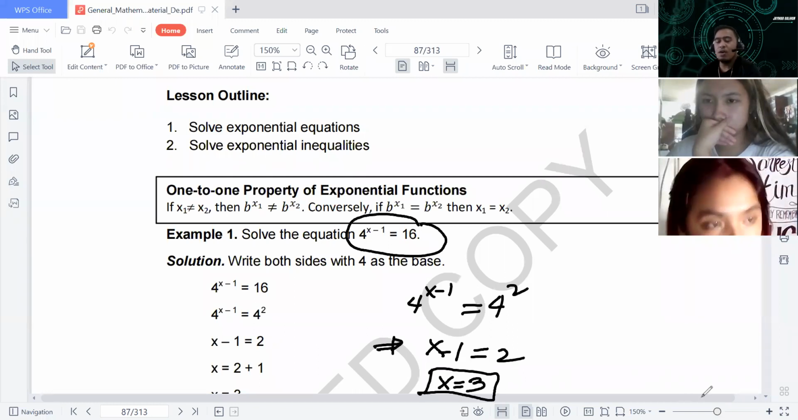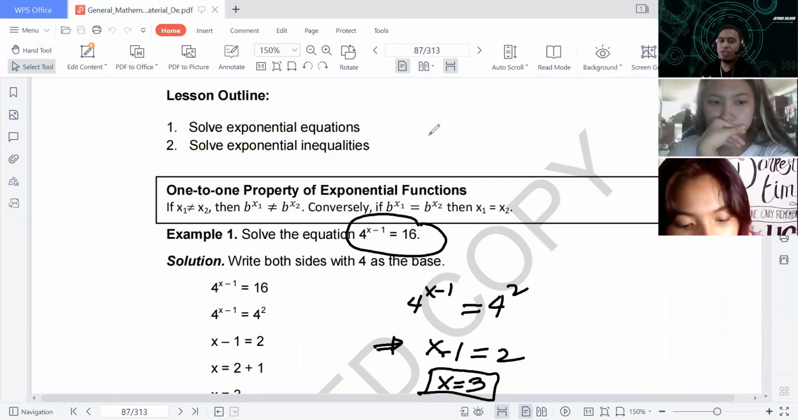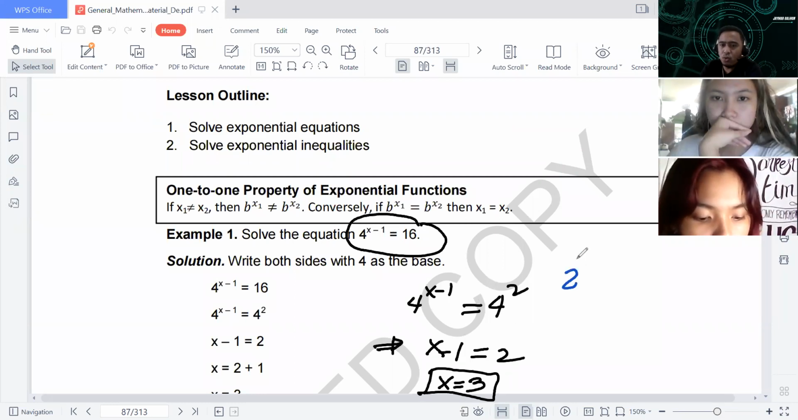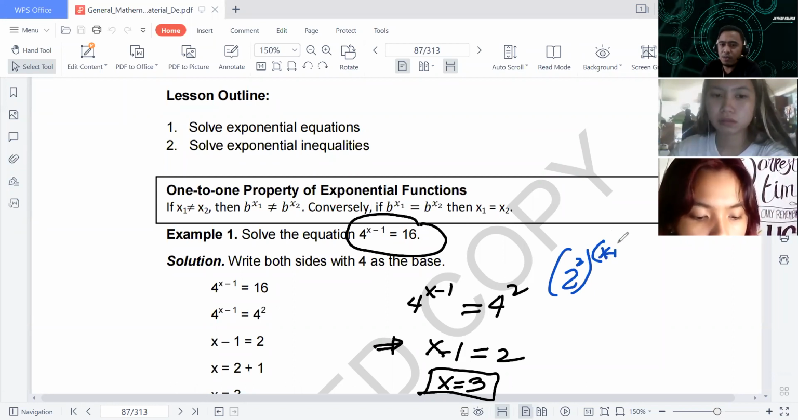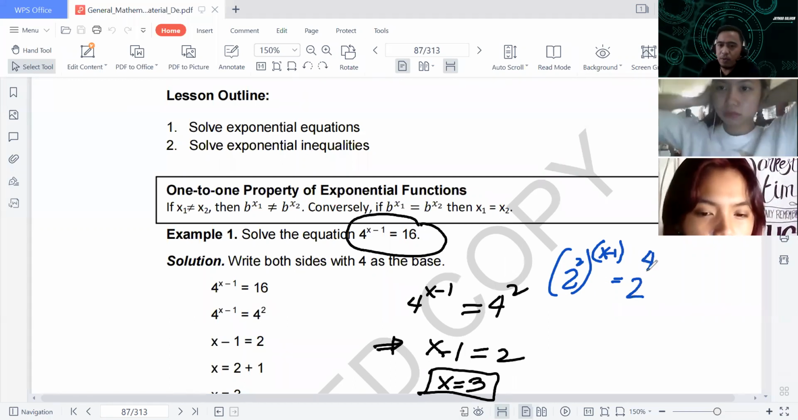Aside from this, you may also make their bases 2. Aside from that, that is another solution. You can make it base 2. It can be written as 2 to the power of 2x minus 1. This 16 can be written as 2 to the power of, how many? 4, 8, 16, 4, right? 2 to the power of 4 is 16, right?